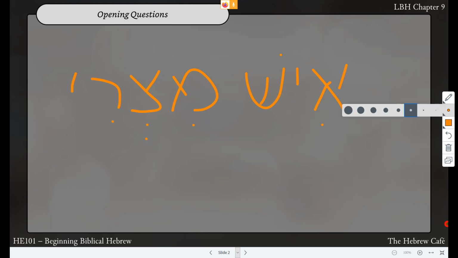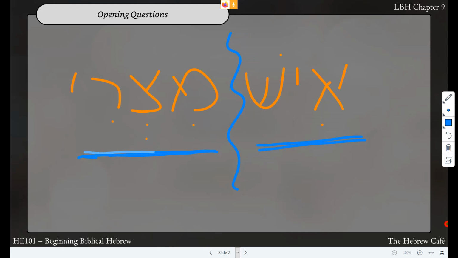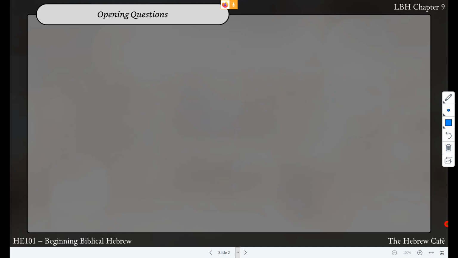So just so you know, this one is not construct. This is a noun and this is an adjective. So it's a man, an Egyptian. It's an adjective noun phrase. Oh, so that's right. It's an Egyptian describing the man. The man. Yeah, an Egyptian man. Okay. All right.